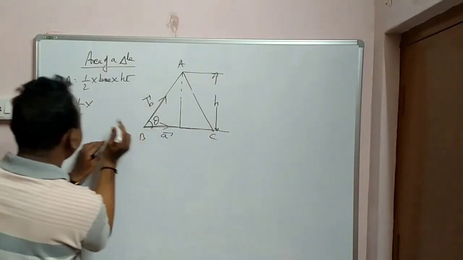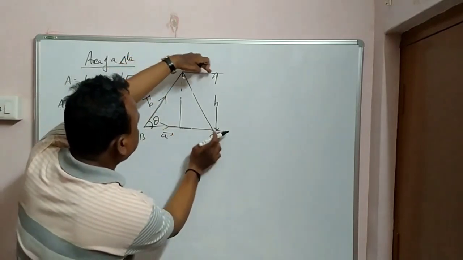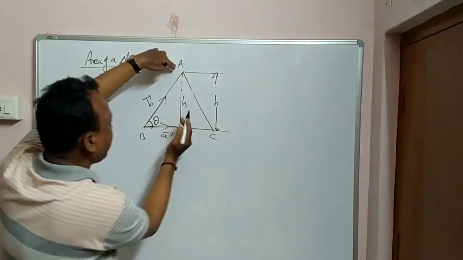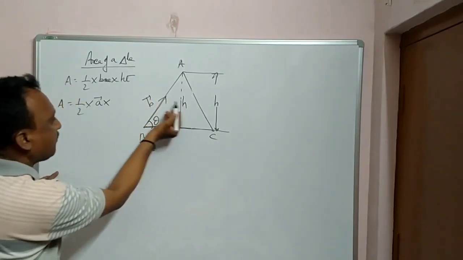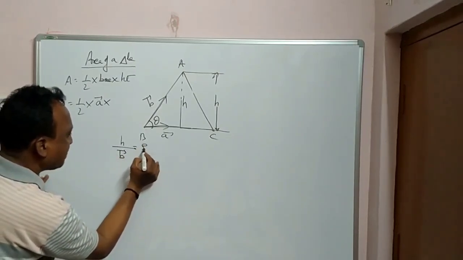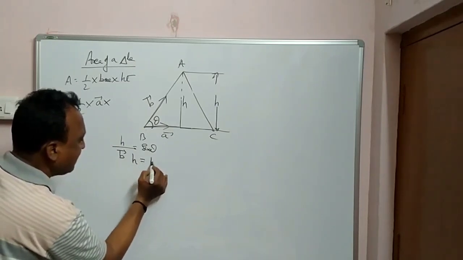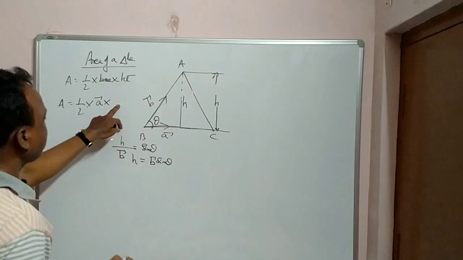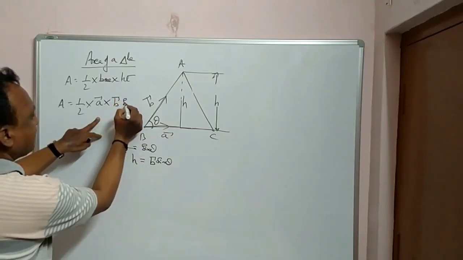So area is equal to half base. Base means here what vector is there? A vector, into height, so h. How to calculate this h here? So here you can see from trigonometry, this is theta, opposite by hypotenuse, is equal to sine theta. So h can be written as b bar sin theta. So in the place of height, we can simply write b bar sin theta.